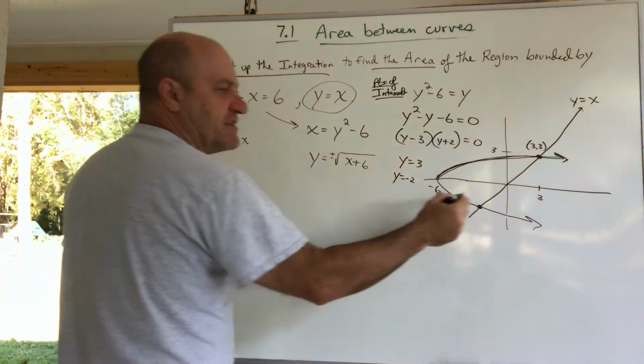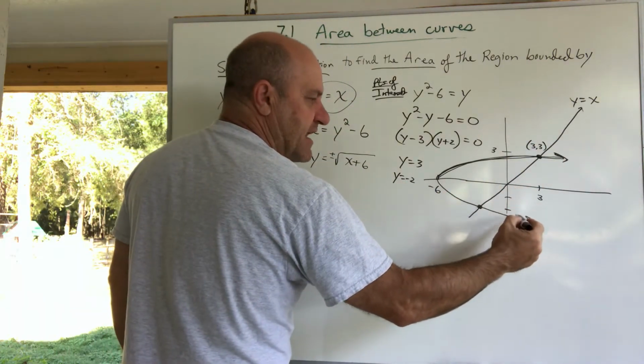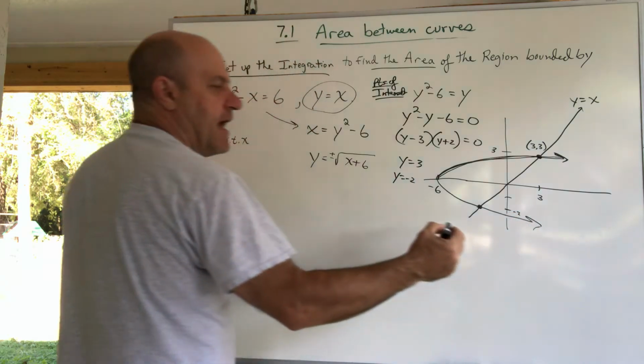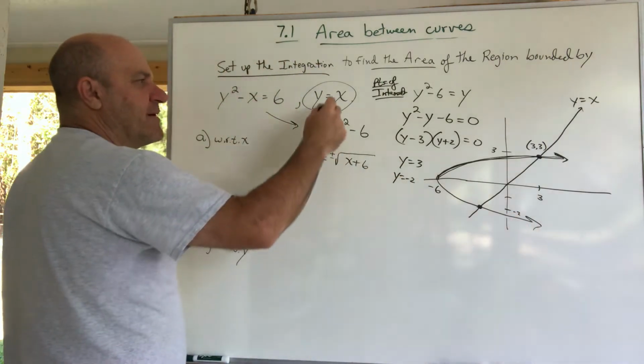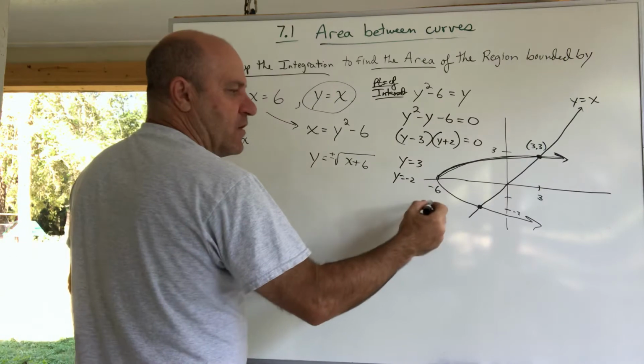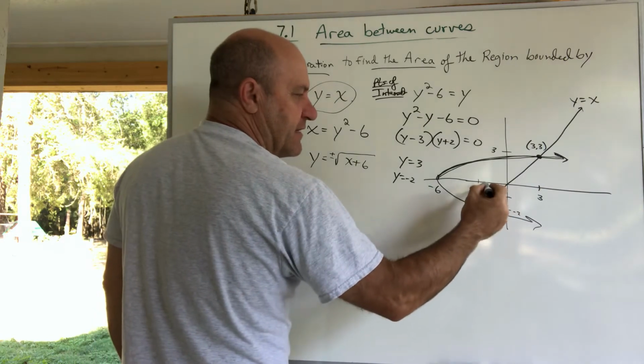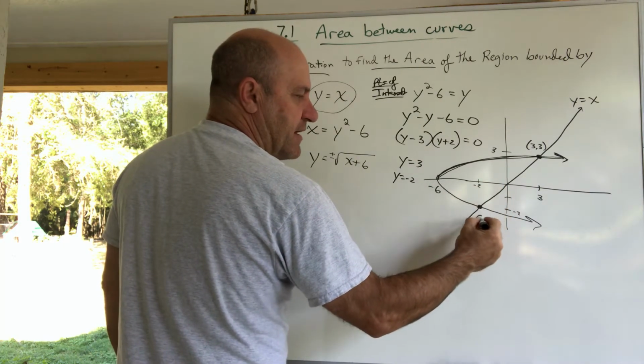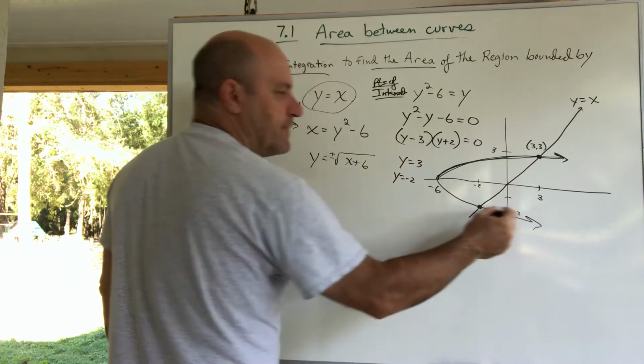When y equals -2, x equals, where am I? Oh, x is -2, right. When y is -2, x is -2. So that must be this point here, -2, -2.